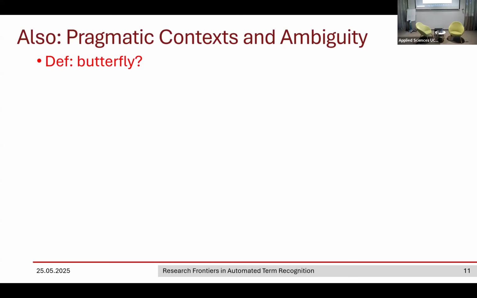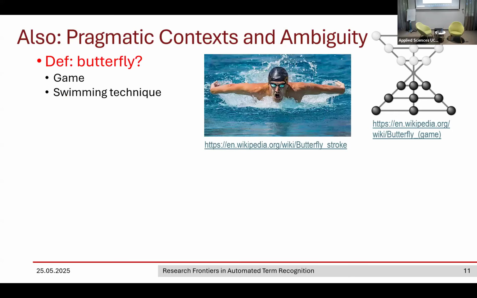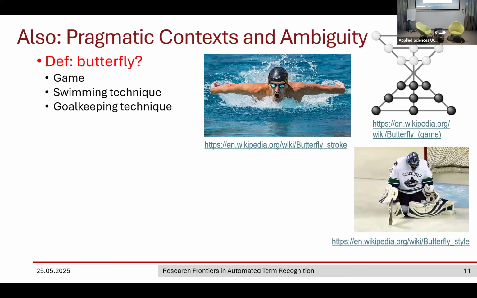I will give you several examples. Just take a look. This is an Oriental game with the name butterfly, because the shape of this step recalls the butterfly. And this is a swimming technique, which is not an insect. And this is a goalkeeping technique, which is not in swimming. Yep, but all these are mimicked after the primary term butterfly as an insect. I would be happy to formalize the process of mimicking.